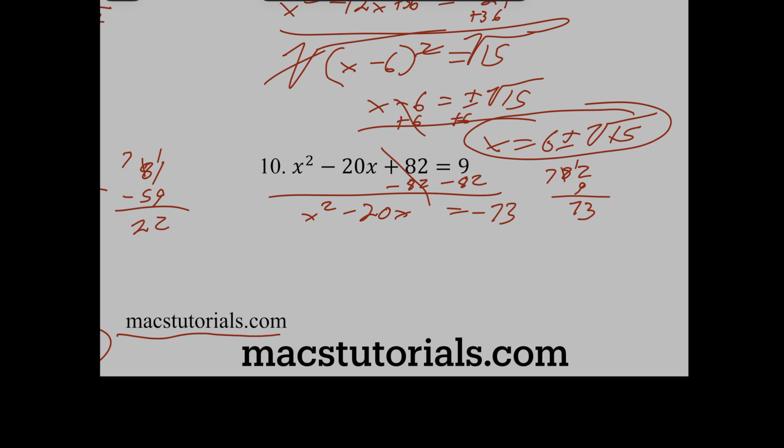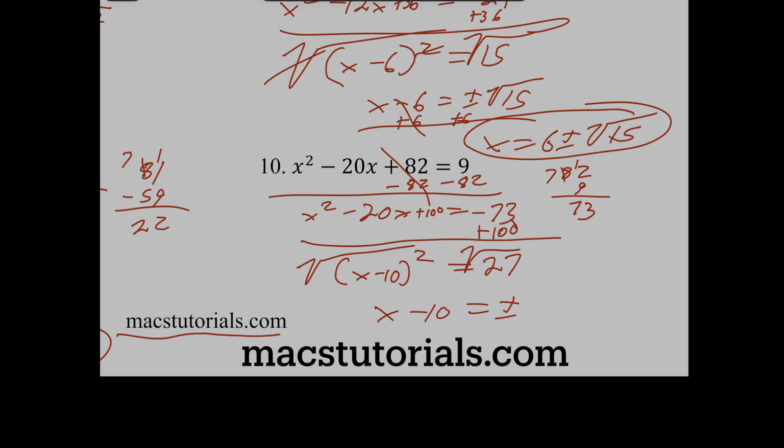Negative 73. Now, what's half of 20? 10. What's 10 squared? 100. Plus 100, plus 100. Whatever you do on the left, you have to do on the right. This will become an x minus 10 quantity squared equals, and that becomes a 27. Now, once I square root both sides, x minus 10 equals plus or minus root 27.